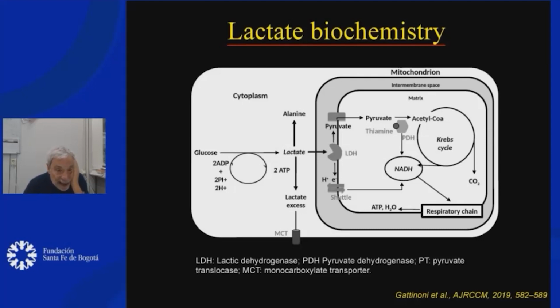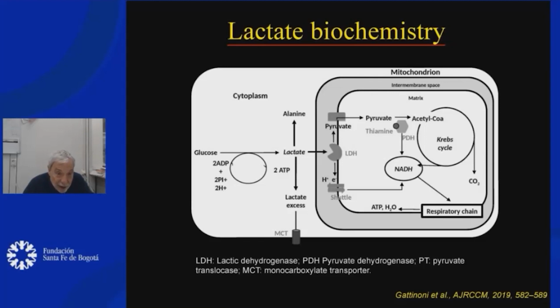cytoplasm. Then the lactate enters the intermembrane space of the mitochondria, and you have the lactate dehydrogenase. Okay? So the lactate has 3 possible ways. It goes to alanine and enters the protein metabolism, or the excess of lactate through a transporter gets out from the cells and enters the plasma. And the third way is the metabolism through the lactate dehydrogenase.